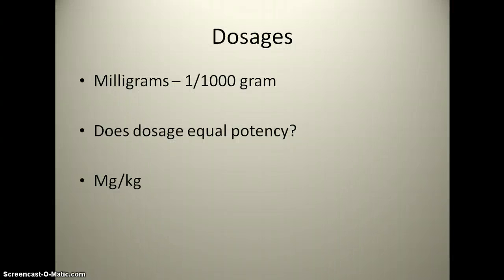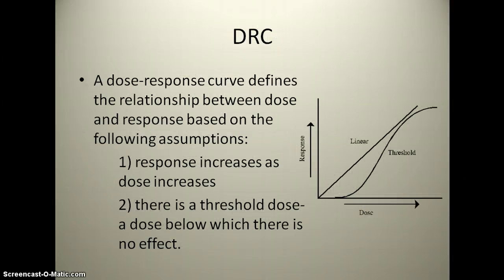Okay, so when we talk about dosages, oftentimes they're in milligrams. A milligram is 1/1000th of a gram. If somebody says, oh, I'm taking 1 milligram or 0.5 milligrams of Xanax, what does that really mean? Does the dosage equal potency? Well, not really. So different dosages will reflect different levels of potency. Some drugs are very, very potent at a very, very low level. So we also need to take into account weight. So oftentimes drugs will be prescribed based on milligrams over kilograms.